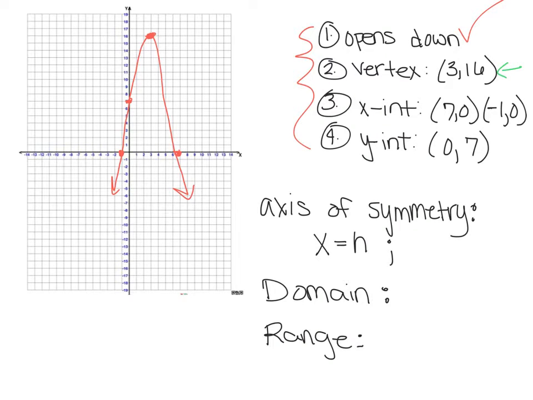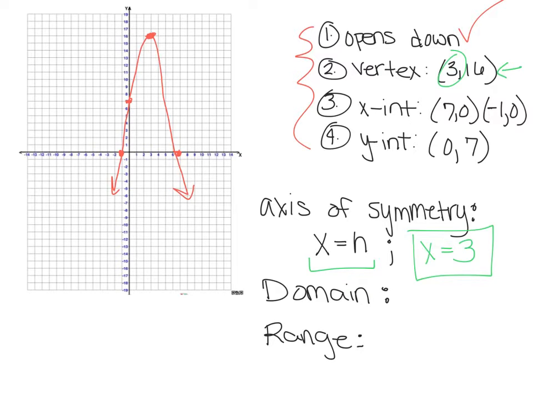We're almost done with this problem, but we're asked to find the axis of symmetry and the domain and range. The axis of symmetry is given by the line x equals h. And h is the x value in our vertex, so the axis of symmetry is x equals 3.